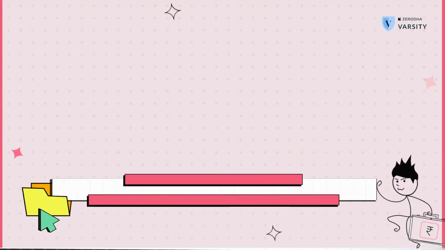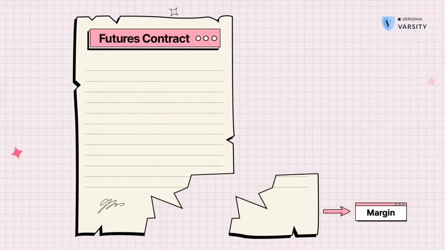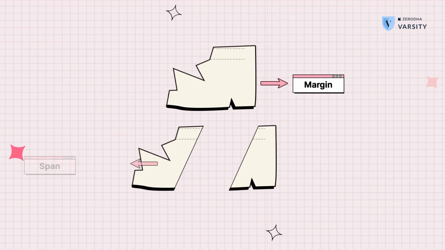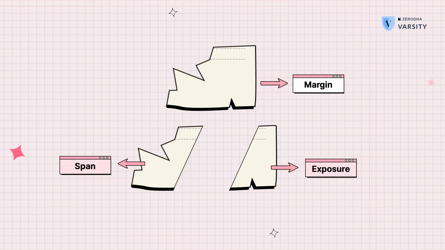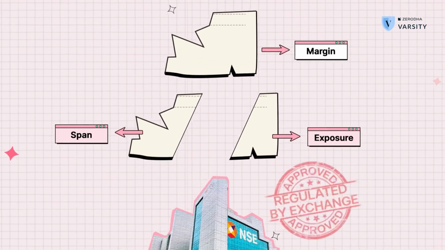Now, this is the reason why brokers charge a margin. It's to prevent the risk of a default. And margin, as you know, is basically a small percentage of the entire contract value. Now, the margin itself is divided into two parts, span and exposure. As a trader, you won't be able to see these numbers on your broker terminal or anywhere else, but the margin components are basically built of span and exposure, both of which are mandated by the stock exchange.